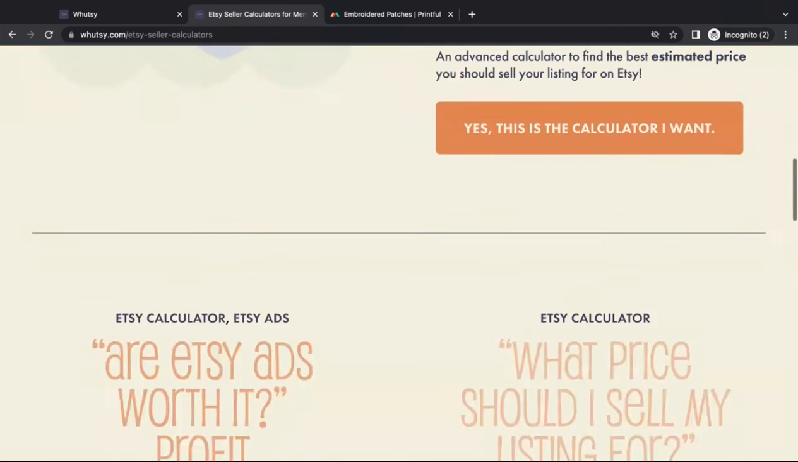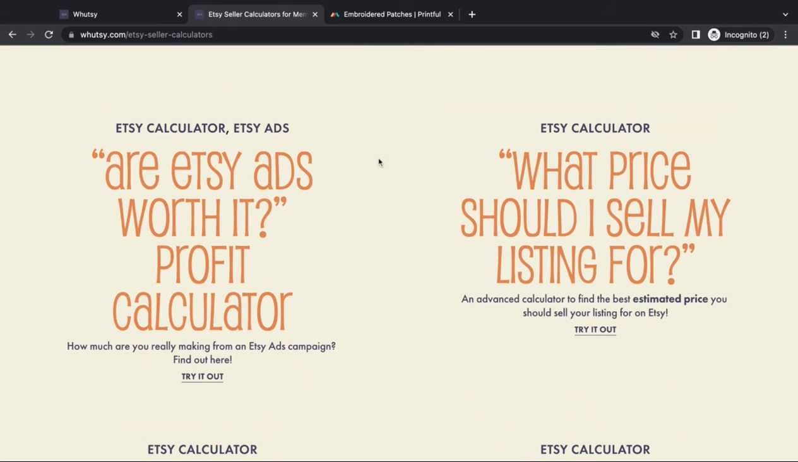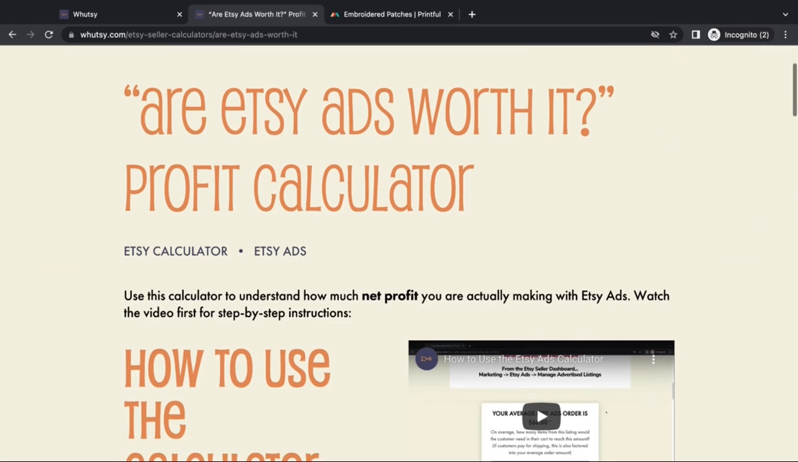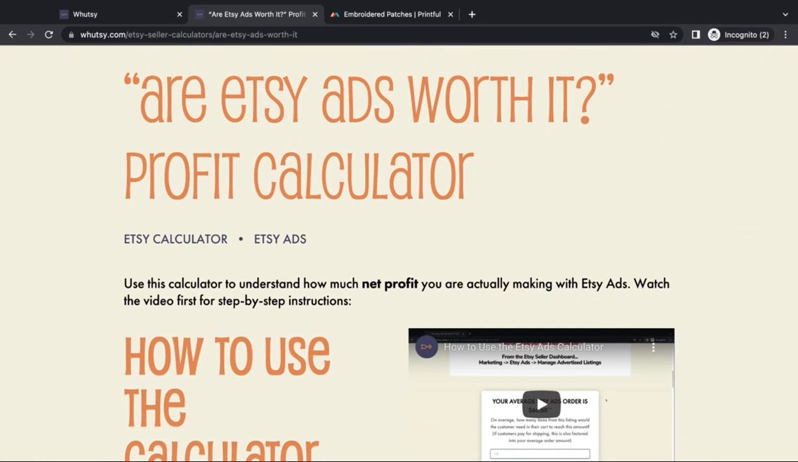Now, the last calculator that's in the members only section is a really powerful, game changing calculator. It's called the Etsy Ads Worth It Profit Calculator. Now, you need to be an established shop to use this calculator. Brand new shops, this is not going to be helpful for you. What it's really great for is if you've run ad campaigns in the past on and off, you've tested them here, you've tested them there, or you've run an ad campaign for a month.